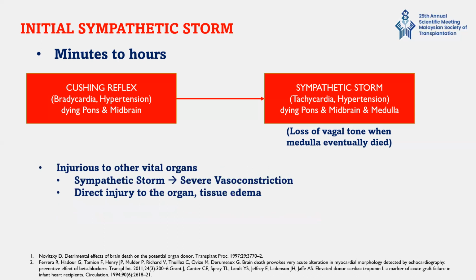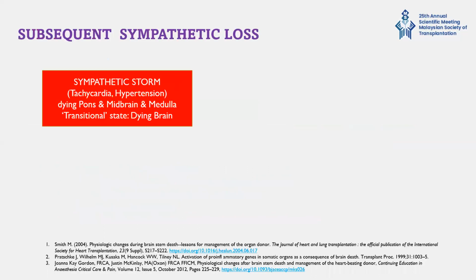It also can cause injury to other vital organs. Sympathetic storm causes severe vasoconstriction, direct injury to the organ, and tissue edema. So what happens next? The sympathetic storm indicates the dying pons, midbrain and medulla. They have not died totally yet. It's like a transitional state. It's a dying brain stem.